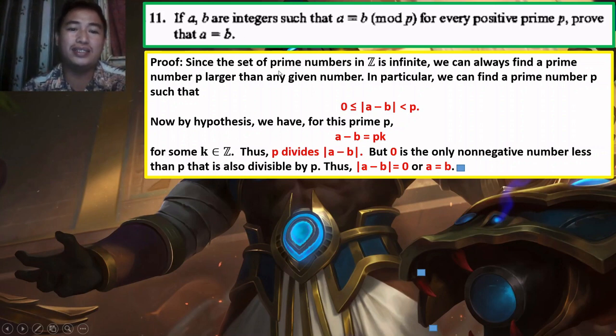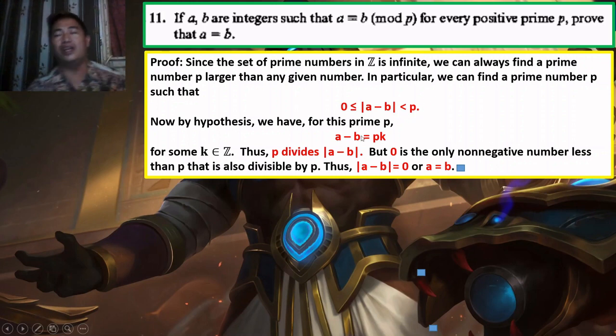So, since the set of prime numbers in Z is infinite, di ba? Infinite ang prime. So, we can always find a prime number P larger than any given number. So, in particular, we can find a prime number P such that 0 is less than or equal to the absolute value of A minus B, which is less than P.